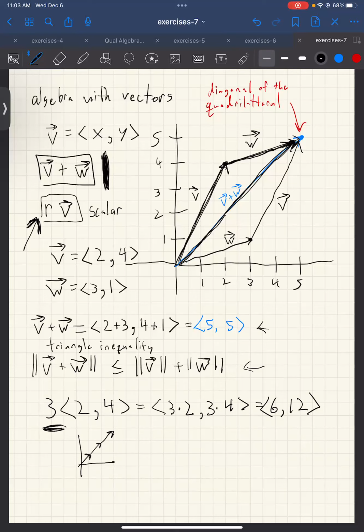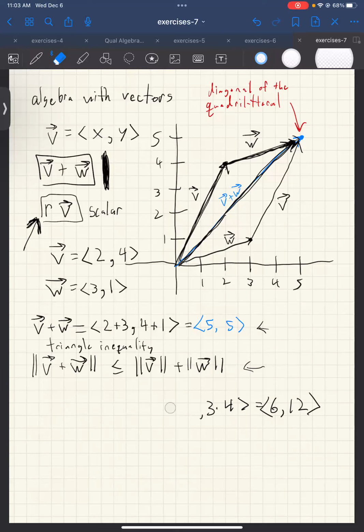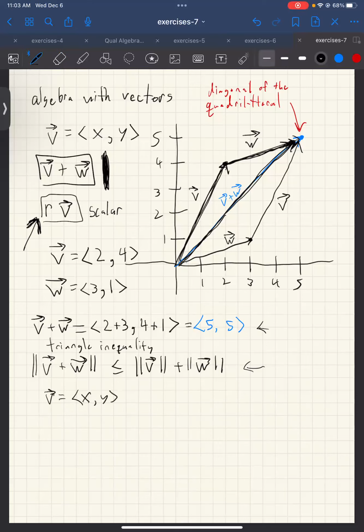Very good. Well, now we can scale a vector by a real number. And it turns out if we have a vector v is x comma y, then r, our scalar, times v is just rx, ry. And we call this scalar multiplication.